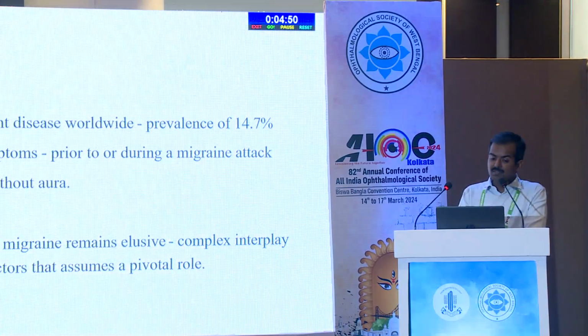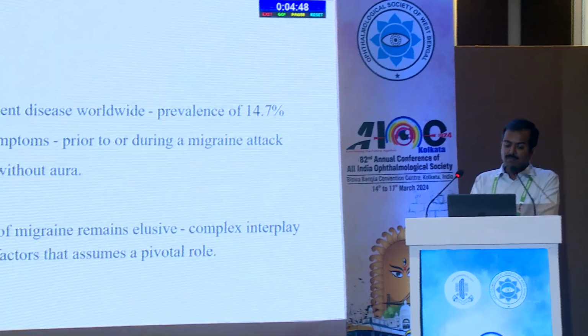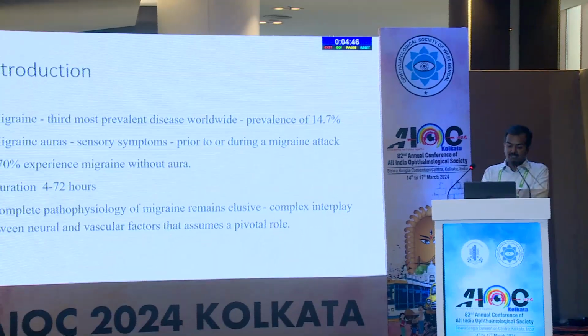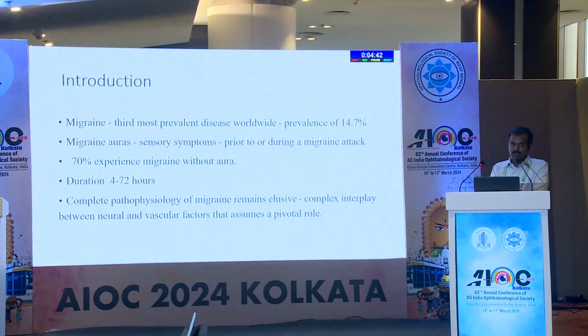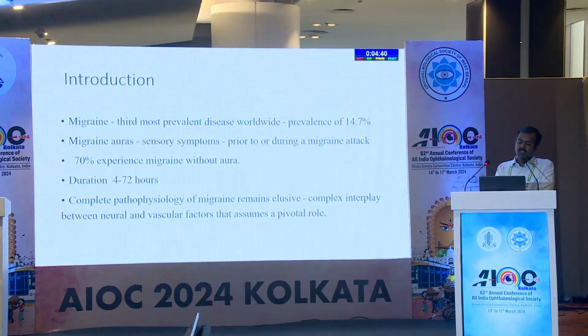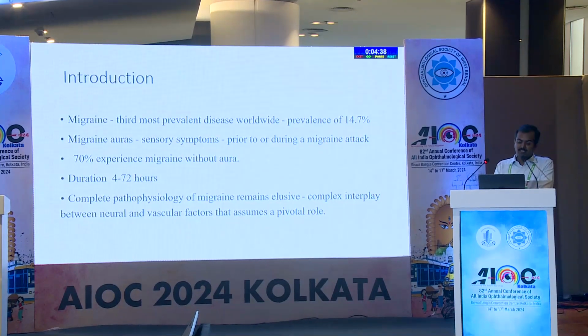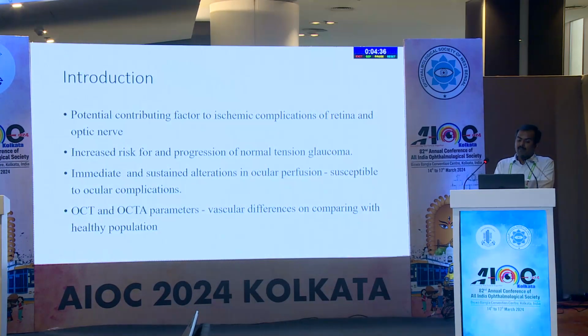I'm presenting my study on comparison of macular and peripapillary microvascular changes in migraine patients and controls. Migraine is the third most prevalent disease worldwide. They can have migraine auras, which are sensory symptoms. 70% of the patients experience migraine without aura, and the duration can be between 4 and 72 hours. The complete pathophysiology remains elusive because of the complex interplay between the neural and vascular factors.